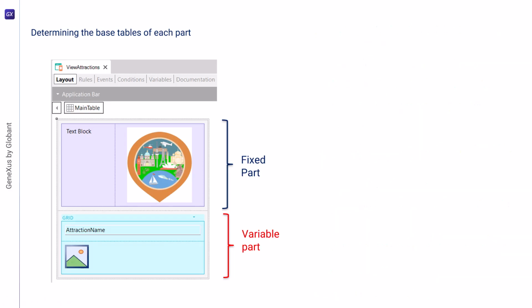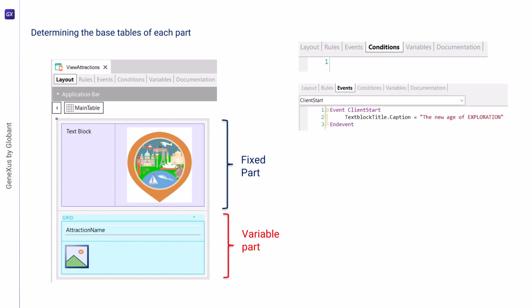In this example, the fixed part is composed only of a table, a text, and an image in the form. That is, there are no attributes. There are no attributes in the Conditions tab of the panel either. There is no refresh event, or events of controls of the form or buttons in the application bar. That is to say, the fixed part of this panel does not have a base table.